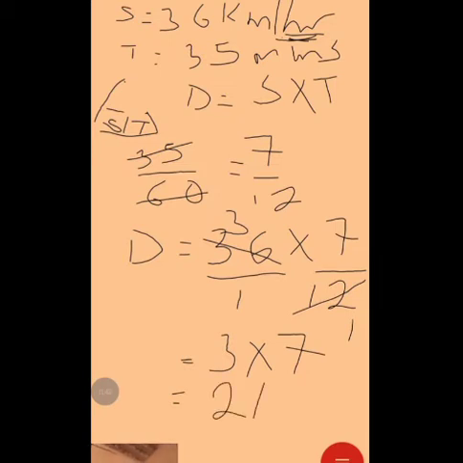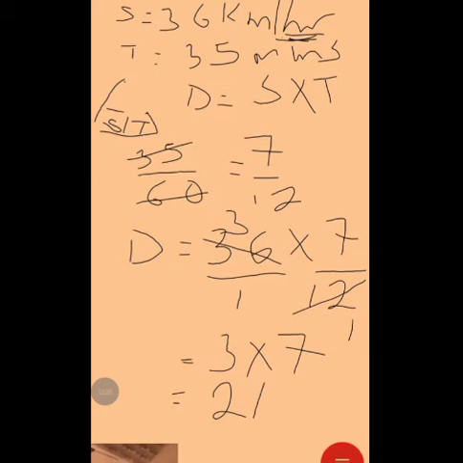Now please, who can tell me the unit that we have to use for distance? What is the unit for distance? Please tell us.